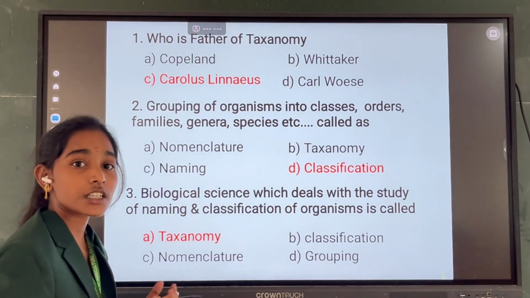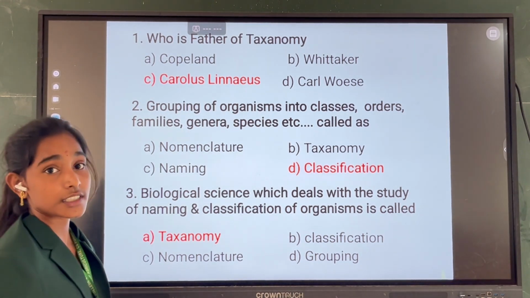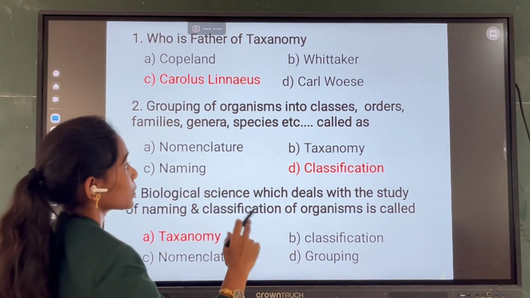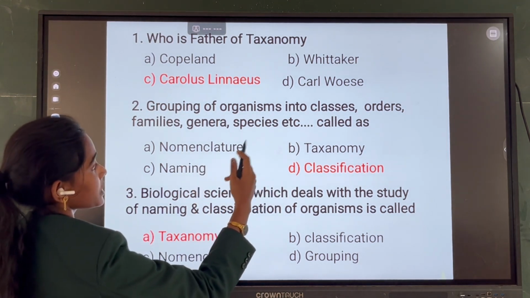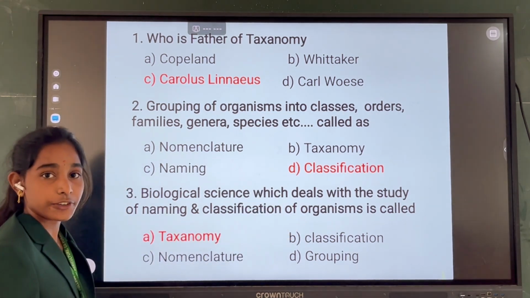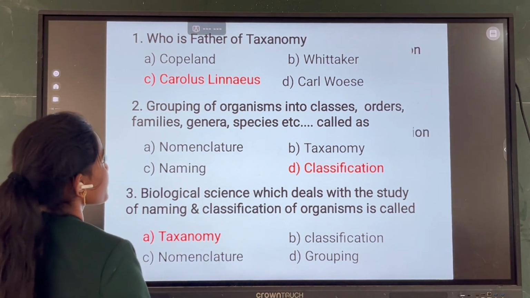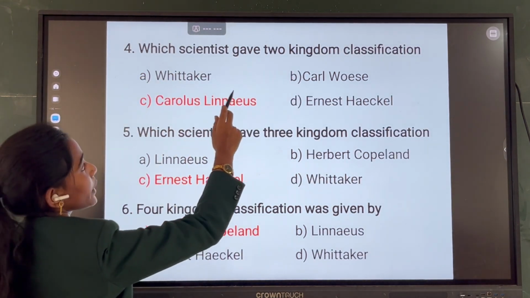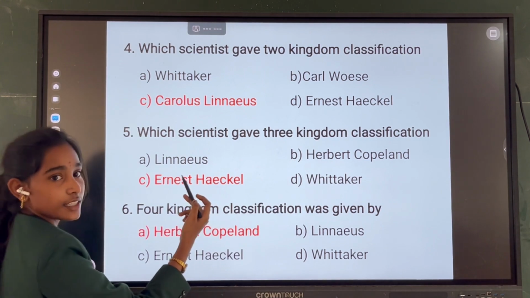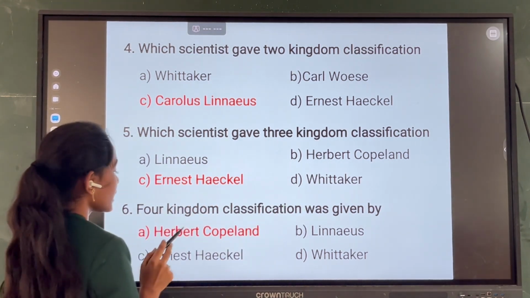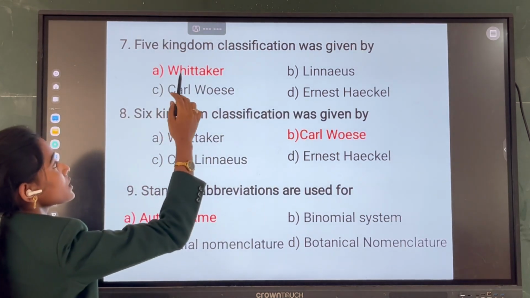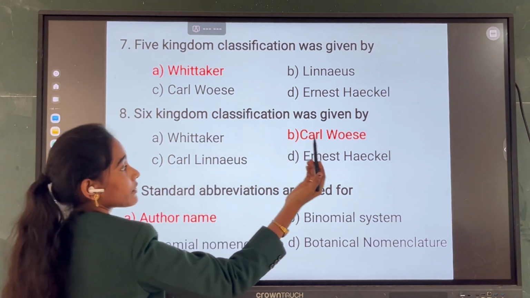Now I am going to discuss the probable questions expected in our exams. Who is the father of taxonomy? Carolus Linnaeus. Grouping of organisms into classes, orders, families, genera, species, etc. is called classification. The biological science which deals with the study of naming and classification is called taxonomy. Which scientist gave the 2-kingdom classification? Carolus Linnaeus. The 3-kingdom classification? Ernst Haeckel. The 4-kingdom classification was given by Herbert Copeland, the 5-kingdom classification by Whittaker, and the 6-kingdom classification by Carl Woese.